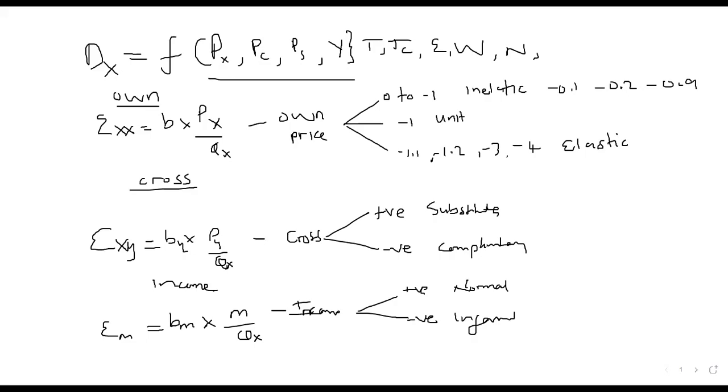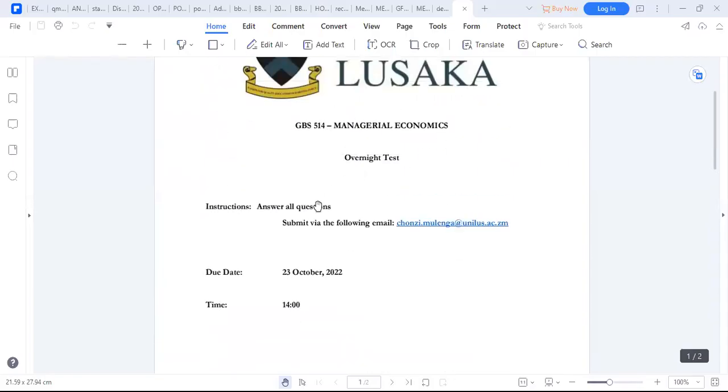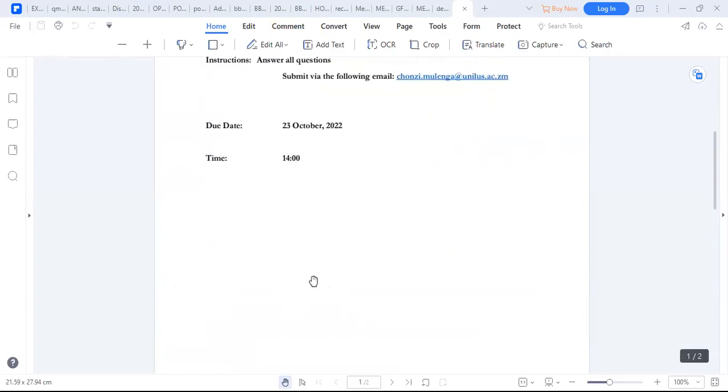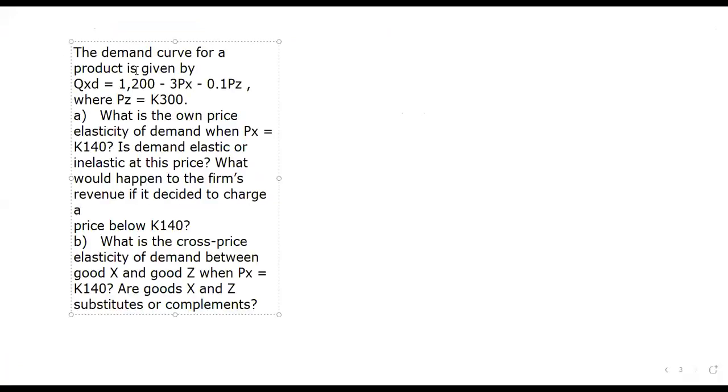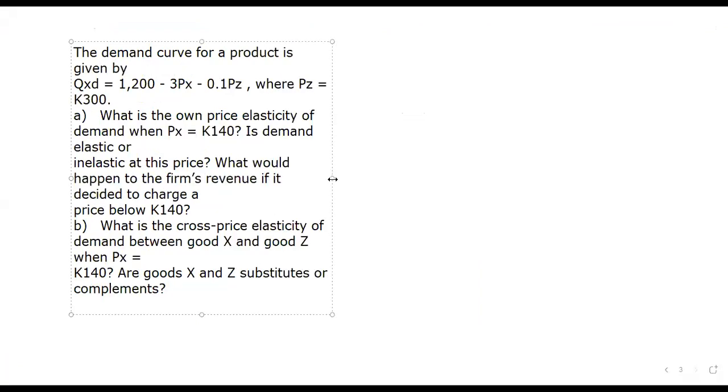Let's go to the overnight test. So this is the previous test that your colleagues wrote. Okay, 23 October, right about this time last year. So the demand curve is given by the following. So we want to calculate the own price elasticity of demand. Now, this course, if you don't know, you cannot guess. There are other principles I've talked about that are very important too, take note of. Okay, so now we can proceed.